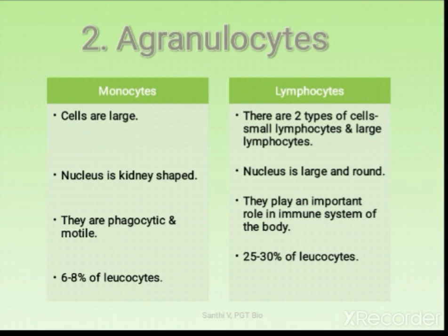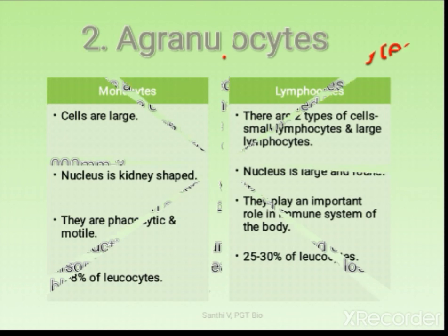Now let us study the agranulocytes. There are two types: monocytes and lymphocytes. Monocytes are large cells, and for lymphocytes there are two types of cells: small lymphocytes and large lymphocytes. In monocytes, the nucleus is kidney shaped. In lymphocytes the nucleus is large and round. These are phagocytic and motile. They are able to move and they play an important role in the immune system of the body. Monocytes are 6 to 8% of leukocytes, and about 25 to 30% of leukocytes are lymphocytes.